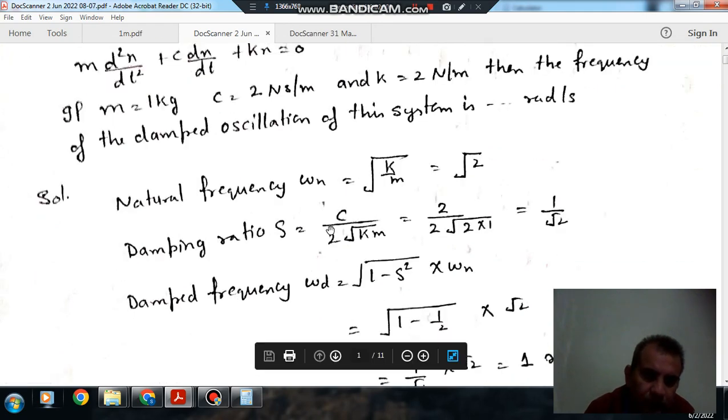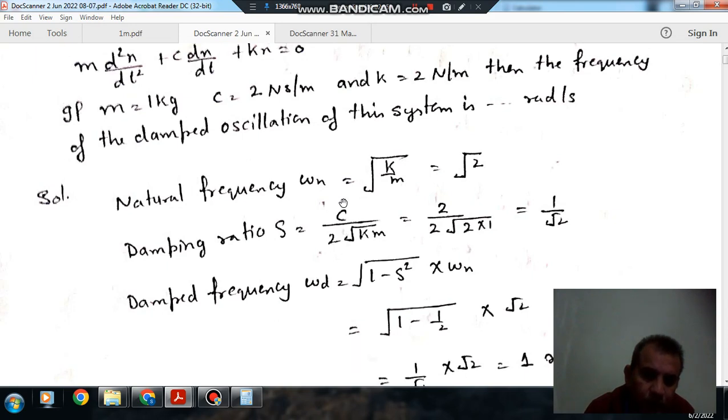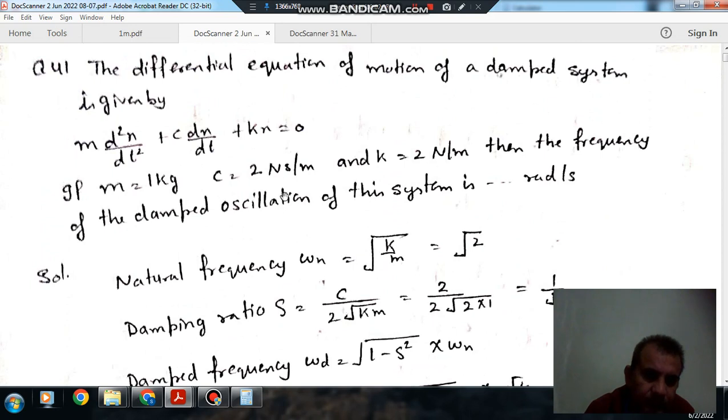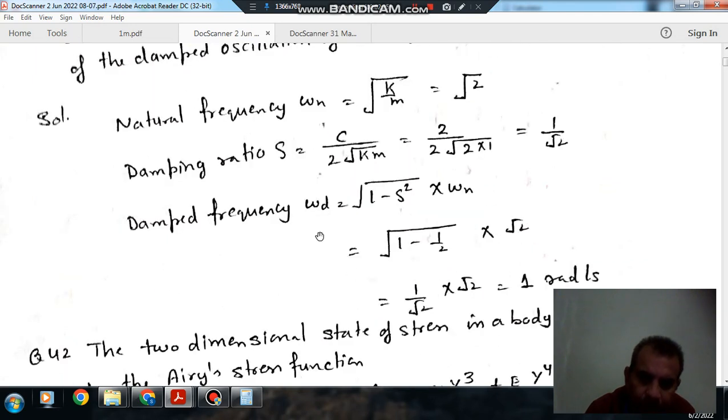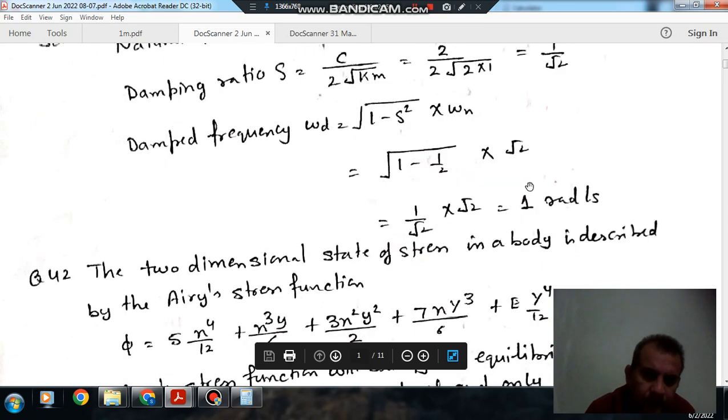Okay, and damping ratio is c divided by 2 root km. So c is given as 2 and k is 2, and so damping ratio is 1 by root 2. And the damped frequency is omega d is equal to root of 1 minus tau square, into omega n. So putting the value of omega n and tau, we get value of damped frequency, that is 1 radian per second.